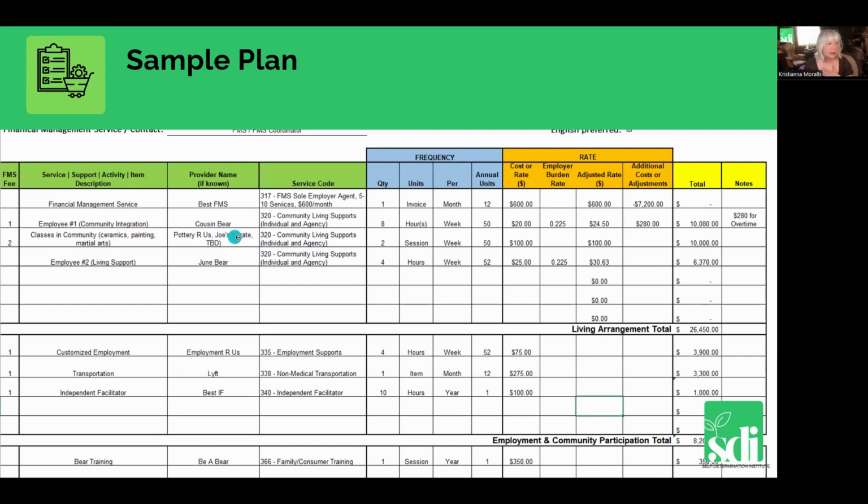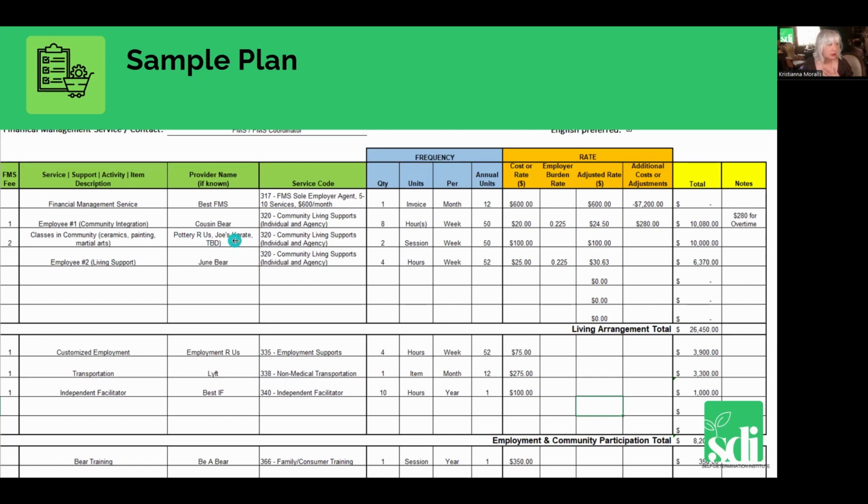Then, because they knew 2 of the providers' names, they listed the providers' names. Now, I have TBD here. Right now, there are large discussions about whether you can put "to be determined" on the spending plan. I'm not certain what you do if you don't know who it's going to be yet. That's where some of the discussions are going around. But for right now, as of today, we know that he's going to be going to Pottery RS for ceramics. He already has them picked out.